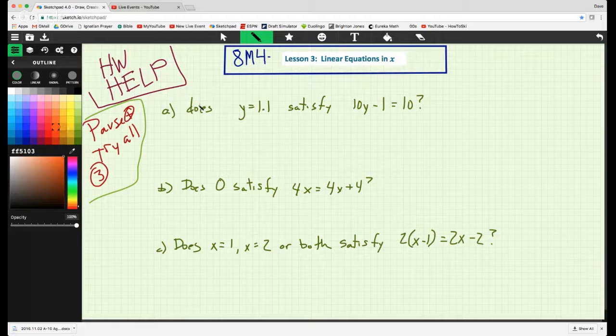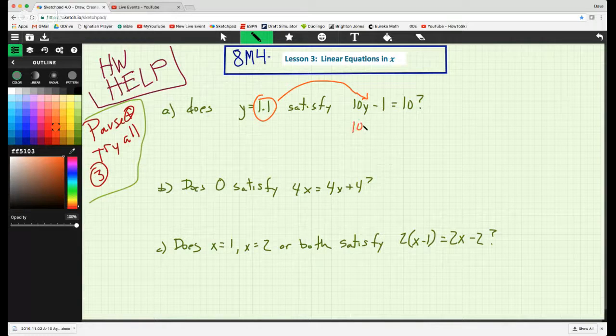Let's go. Does y equals 1.1 satisfy 10y minus 1 equals 10? I hope you have some paper and you tried this and you have answers for all three of these before we go through answering them. Remember, you practicing is so key to you learning. So let's try this out. We're going to take this 1.1 and put it in for y. It doesn't always have to be x. It can be any variable, right? In this case, we have y.